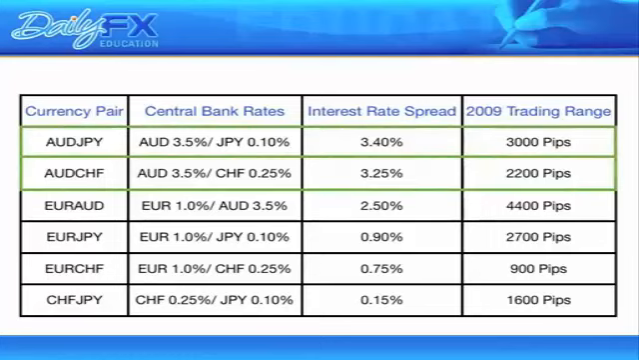You can see from this table that the Australian dollar, whose interest rate is 3.5%, has a large interest rate differential with both the Swiss franc and the Japanese yen, whose interest rates are 0.25% and 0.1% respectively. Due to the large interest rate differential between the Australian dollar and the Swiss franc, and the Australian dollar and the Japanese yen, money flows out of the franc and the yen and into the Australian dollar. Again, investors will typically seek the highest return on their investment.